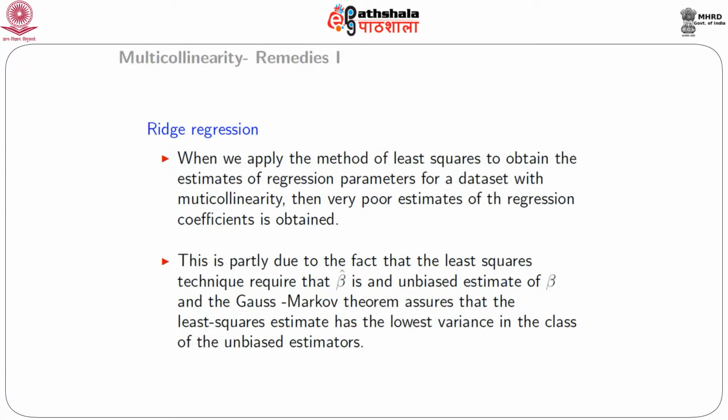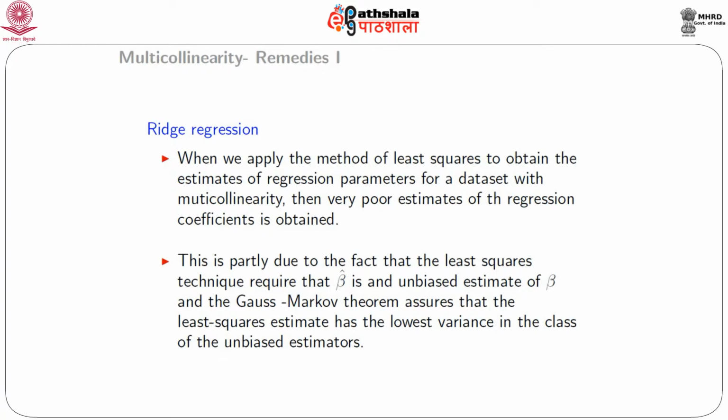Now, this is partly due to the fact that the least squares technique requires that beta hat is the unbiased estimate of beta, and the Gauss-Markov theorem assures that the least squares estimate has the lowest variance in the class of unbiased estimators. Thus, in the presence of multicollinearity, using the ordinary least squares method to obtain the estimate for the regression coefficient is not feasible.